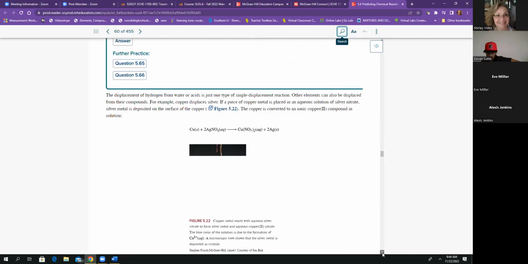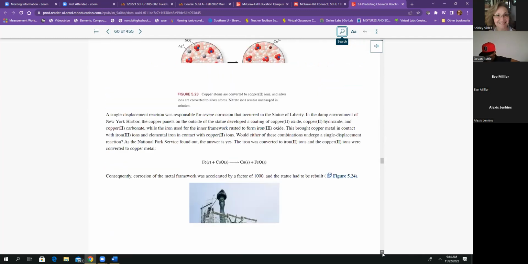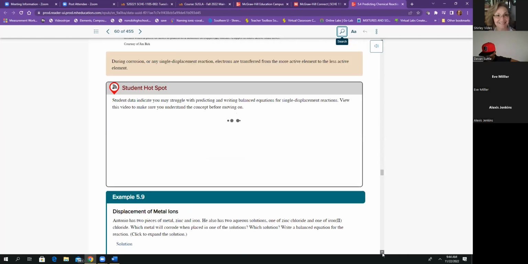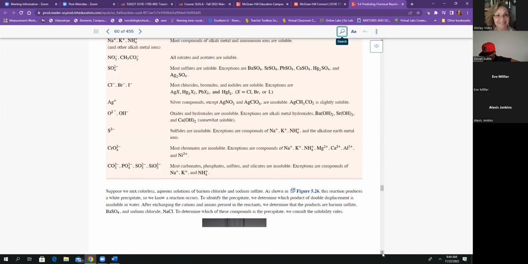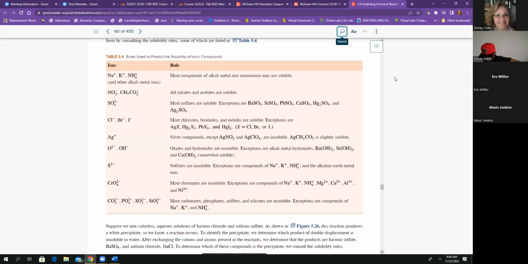Okay, so it's table 5 point something. I just have to find it. Where are you, solubility rules? There we go, right here. Because it's after double displacement. See, without these rules, you cannot answer those questions. So you need to look at these rules.